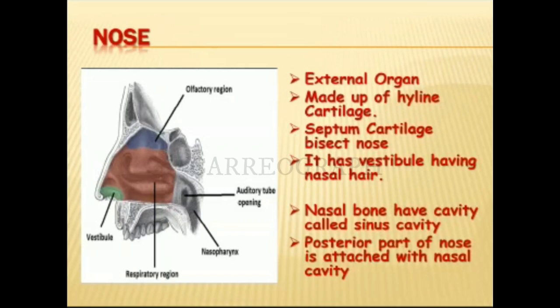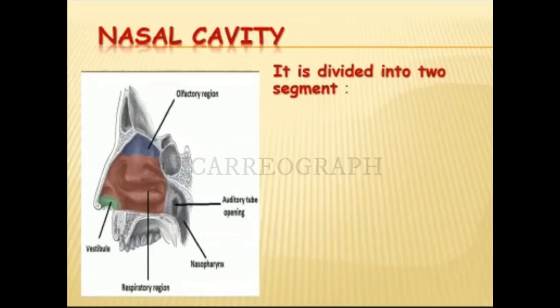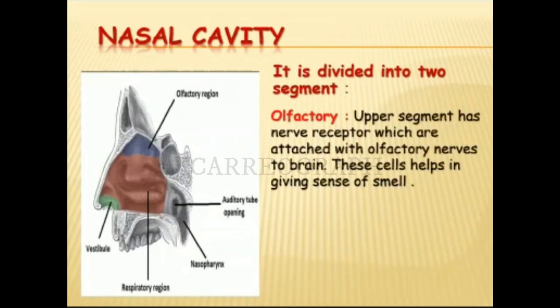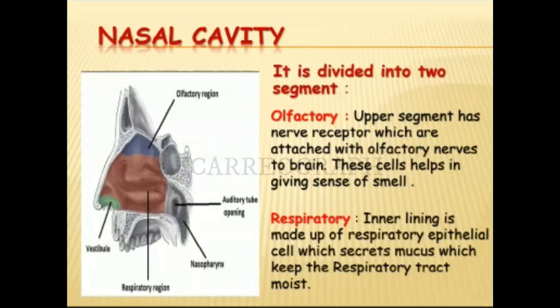The posterior part of the nose is attached with nasal cavity. This nasal cavity is divided into two segments. The upper segment is olfactory. The olfactory segment has nerve receptors which are attached with olfactory nerve to brain, and these cells help in giving sense of smell. The lower segment of nasal cavity is respiratory segment.